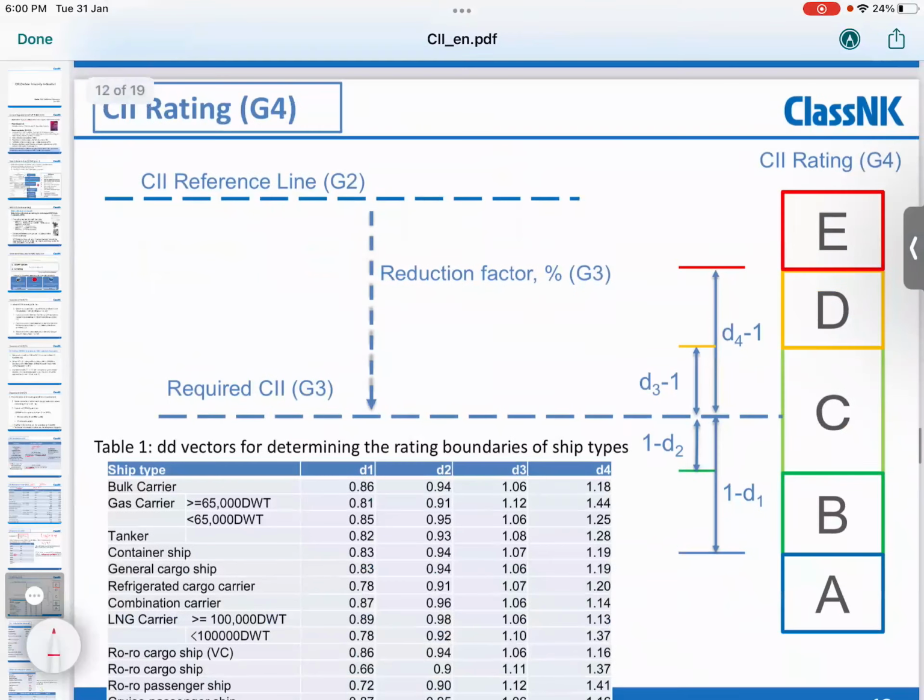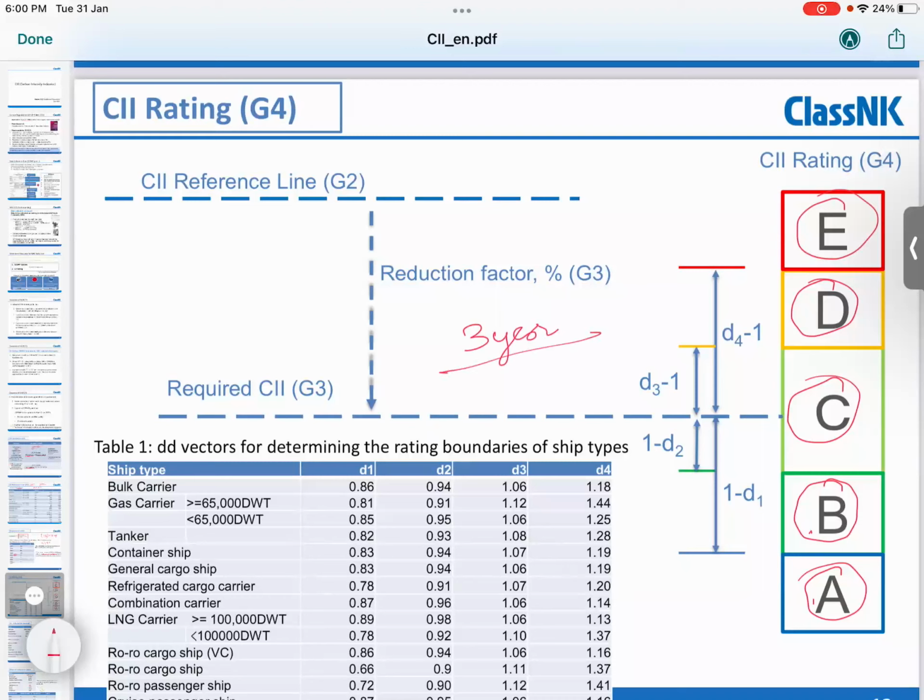So according to that you will get a rating. If you are performing very well and your CII value comes out very low, you will get rating A. Then rating B for slightly less. C means just compliance, D means poor, and E means you are gone. So suppose you get A, B or C, you are still safe. If you get D continuously for 3 years, then you will have to revise your SEEMP. Some SEEMP revision will be needed.